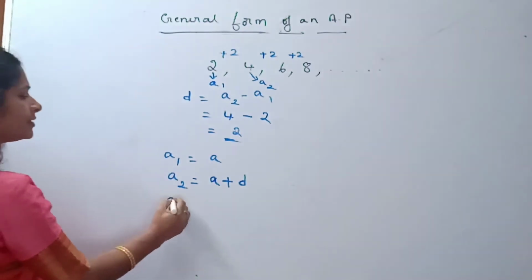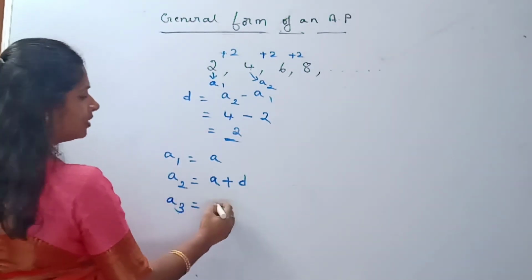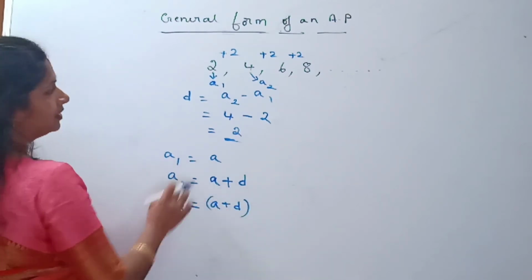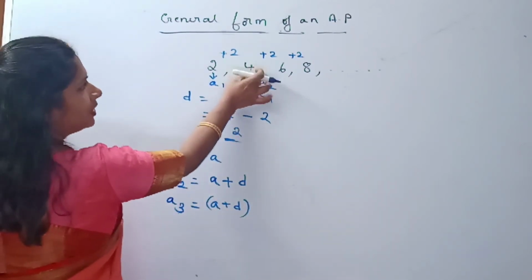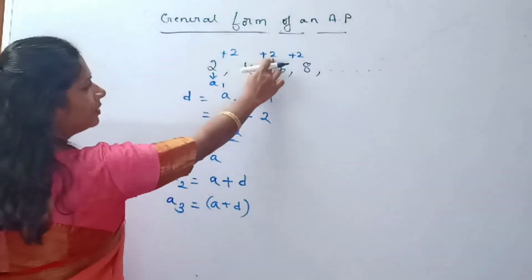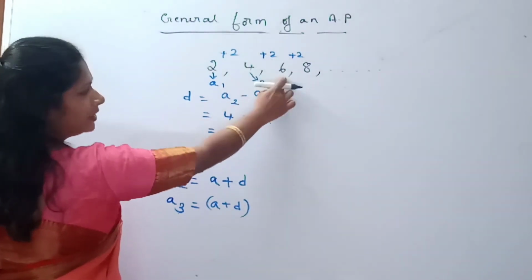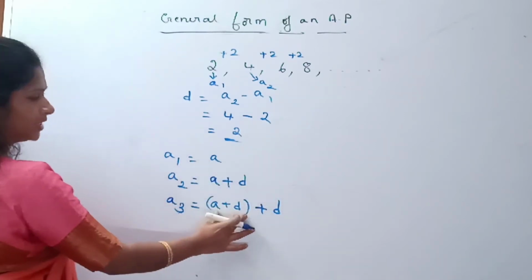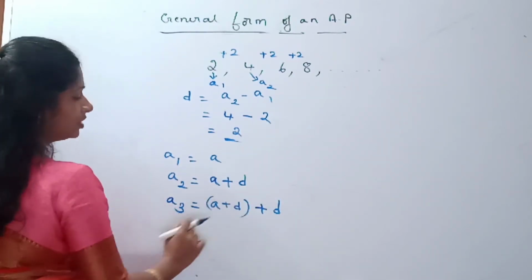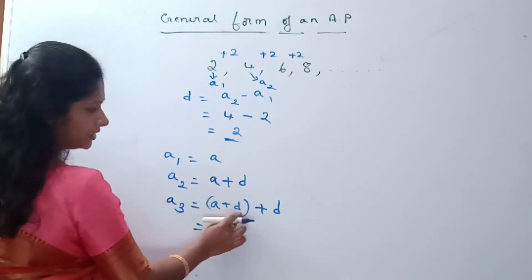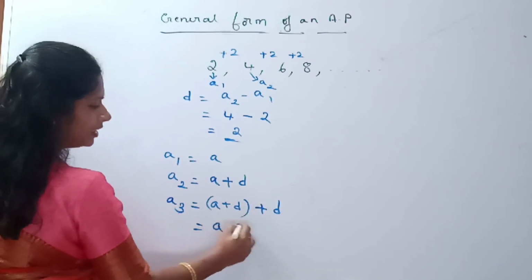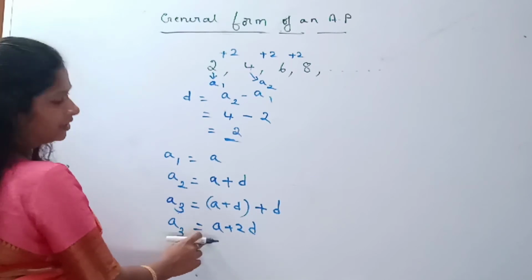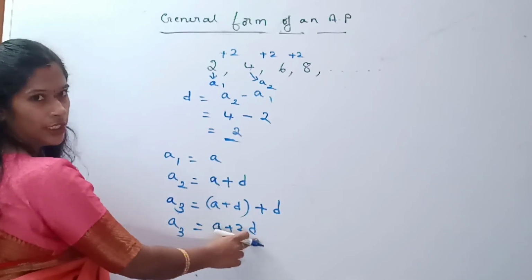Next, how will I get the third term? The second term is now A plus D. If I add the common difference to it, I'll get the third term, isn't it? Again, if I add the common difference to the second term, I will get the third term. So A plus D plus D is A plus 2D. My third term will be A plus 2D.